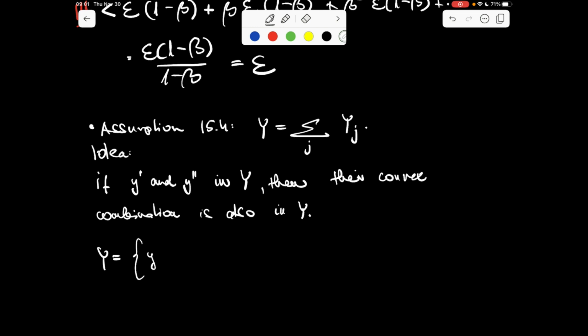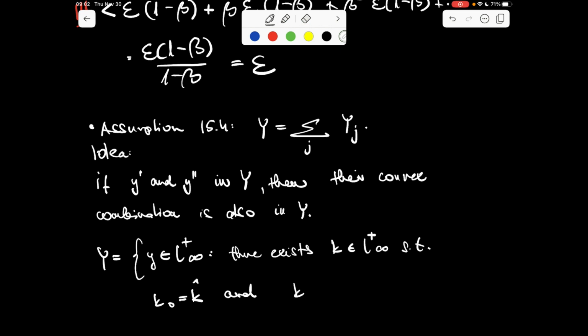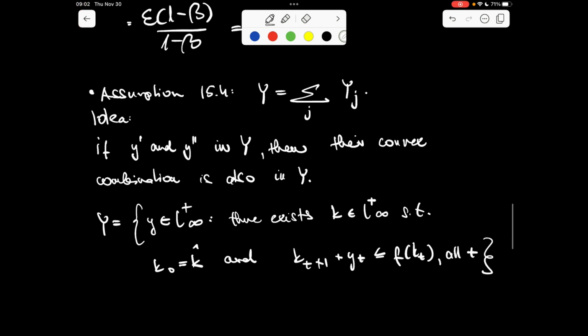The production set consists of production paths in the positive orthant of the space L infinity, such that there exists a capital path in the same space, supposing that we have an initial value and, most critically, this inequality holds for all t. So this is the definition of the production set.